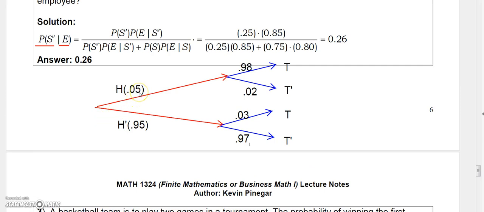Okay, so I filled out the diagram here. Since 5% have the disease, the 95% don't have the disease. Of the 5% that have the disease, the test was positive 98% of the time, so it was negative 2% of the time. Of those that don't have the disease, the test was positive 3% of the time, so that means it was negative 97% of the time.